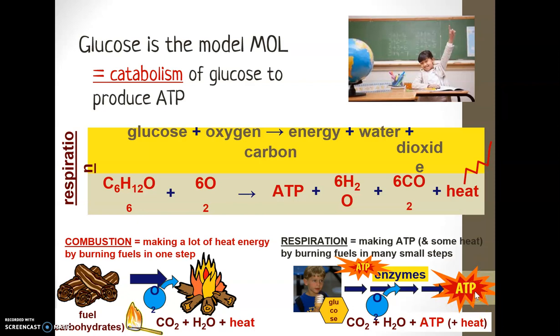Okay, so if you think about a combustion reaction, like burning wood to make a fire, you're making a lot of heat energy. You're burning fuels in one quick step, whereas in respiration, you're burning it in many small steps. So combustion is in one quick step. Here's my wood, I automatically add flame to it, and boom, we have fire. I'm making a lot of heat energy. All I had to do was add fire.